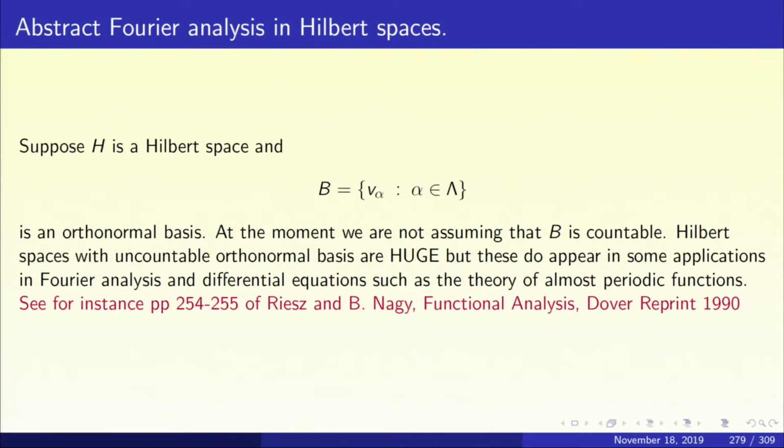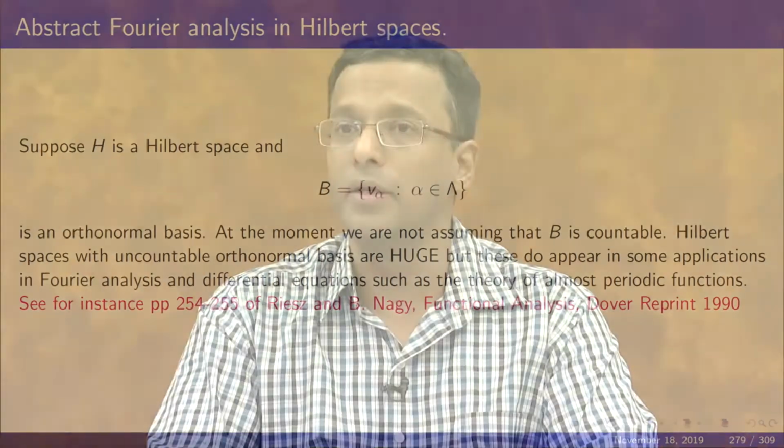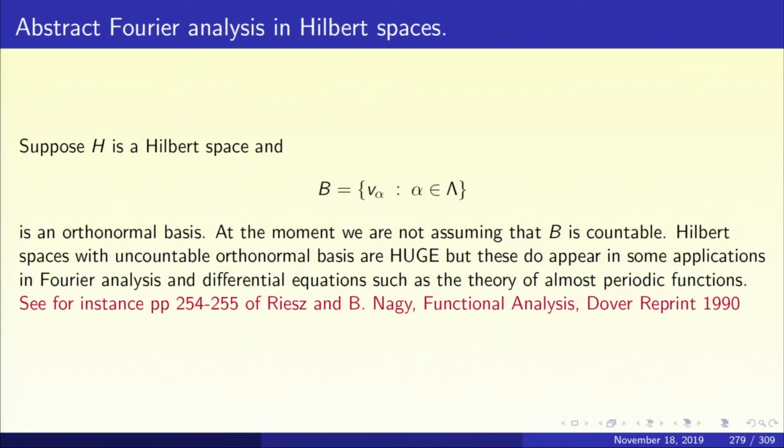Now let us take on a more abstract study of basis in Hilbert spaces. So suppose H is a Hilbert space, let us take a basis B, which is a collection of vectors V alpha, where alpha ranges over a certain indexing set capital lambda. Now let us assume that this is an orthonormal basis, that is the vectors are all of unit length and they are mutually perpendicular. At this moment we are not going to assume that B is countable, we are going to assume that B is arbitrary.